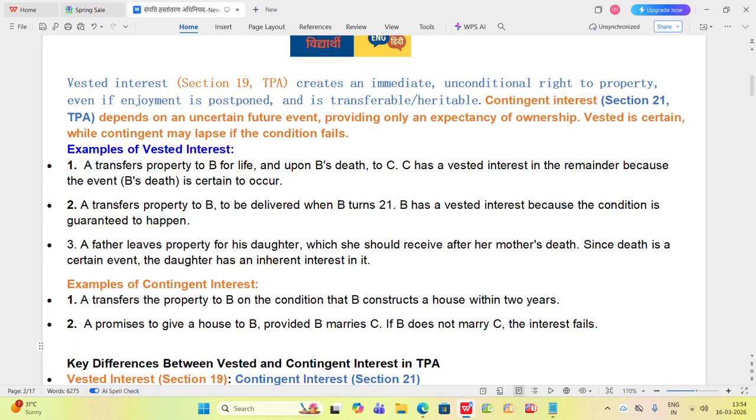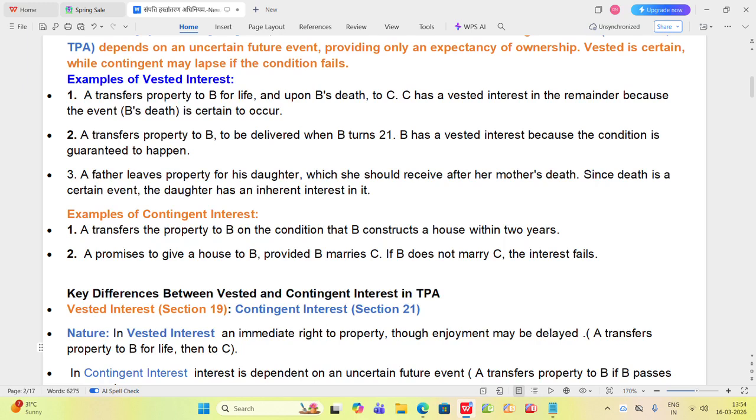Now coming to the examples of contingent interest. I have taken up two examples that will make clear what a contingent interest is. Number one: A transfers the property to B on the condition that B constructs a house within 2 years. A is a person who is transferring his property to B, but he puts a condition. What condition? That B must construct a house within 2 years. And if he fails to construct that house within 2 years, this transfer becomes void.